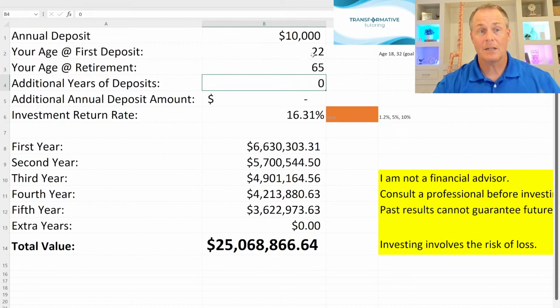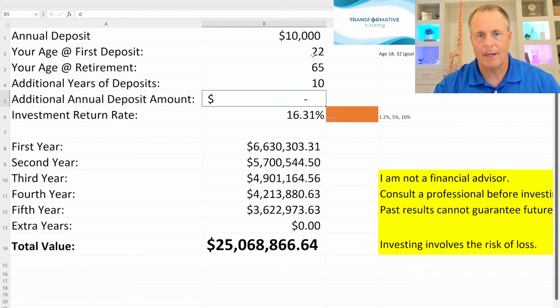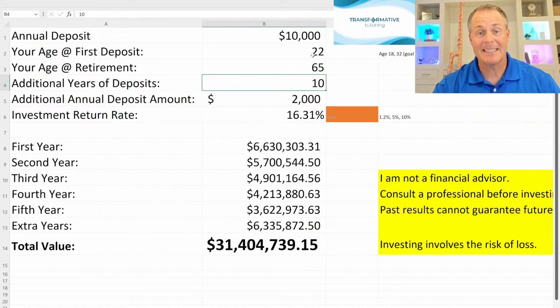But you know, once you start saving, it's kind of like addictive. You're like, oh my gosh, this is really working. So maybe you don't stop after 5 deposits. Maybe you do like 10 more years of deposits and just do an extra $2,000 for those extra 10 years. Let's see what that does. Well, that makes you an extra $6 million. So if you don't even stop investing, you just start putting in just a little bit, you can still make a huge amount of money.